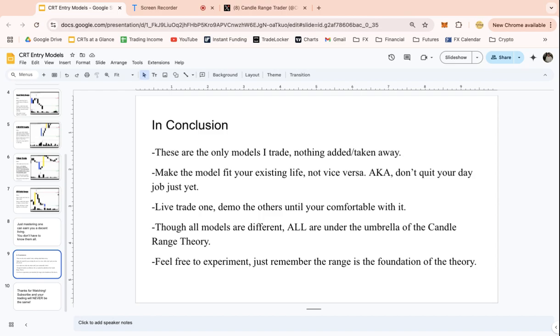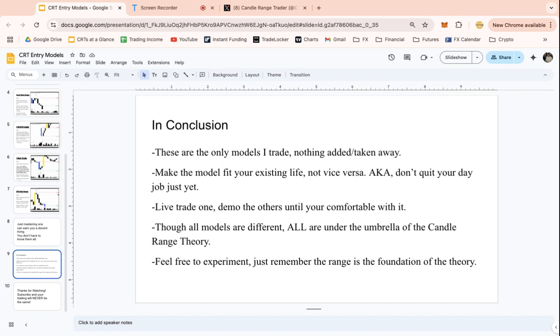All right. Make the model fit your existing life. Don't try to find a method and then fit it into what you already got going on. If you're not able to really trade at work, if you got a full-time job and your job doesn't even let you use your phone or have a computer, don't quit your job to say, okay, well, I think I understand this method, so now I'm going to quit my job so I can be on the charts all day. That's not how this works. I don't do this full time.